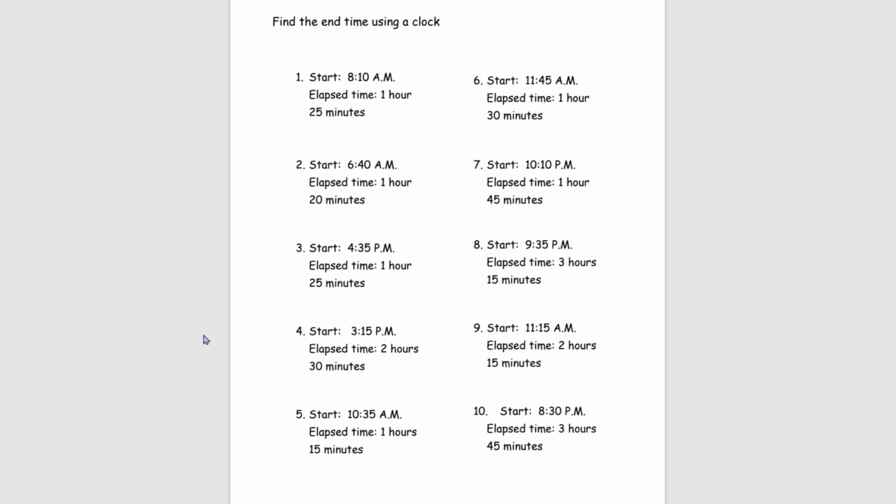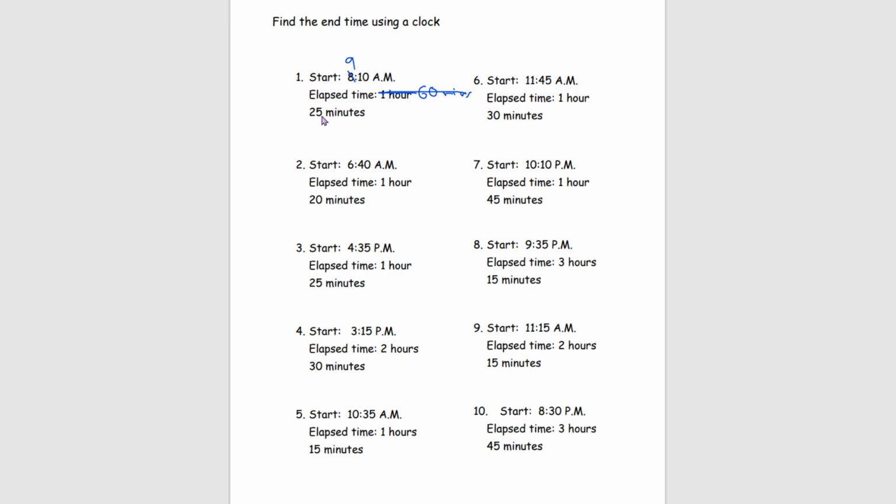Moving on to the next page, we'll be finding the end time using a clock. And basically, we're doing the same thing here. But we can always convert 1 hour to 60 minutes to make it easier. So let's do that first. 60 minutes. For number 8, it wouldn't really matter what we do. So when we add 1 hour, that means we change this 8 to 9. This becomes 9:10. And we can cross all this out. And now we have 25 minutes left.